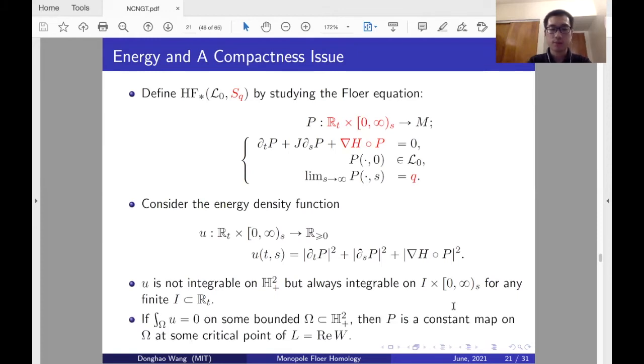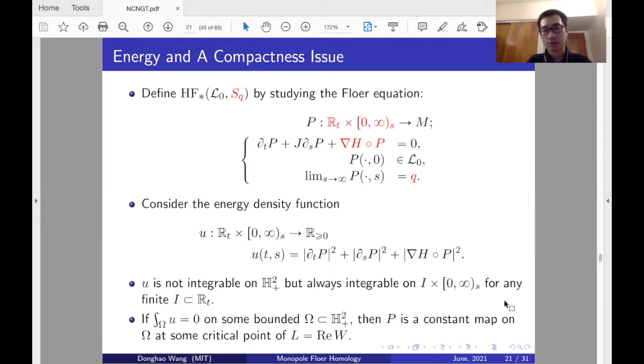The second property is if we know this function is identically 0 on some bounded open subset omega, then this will imply our solution P is in fact a constant map taking value at some critical point of the superpotential. So this density function has a very concrete geometric meaning. Over any bounded open subset, it is measuring the L12 distance between our solution P and such a constant map.